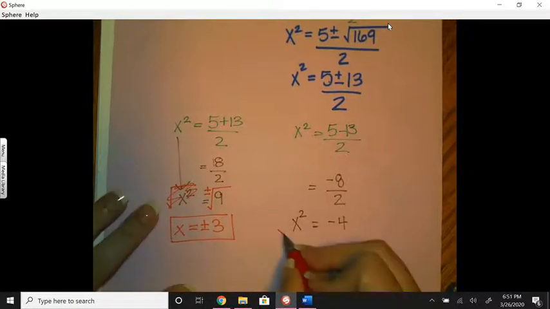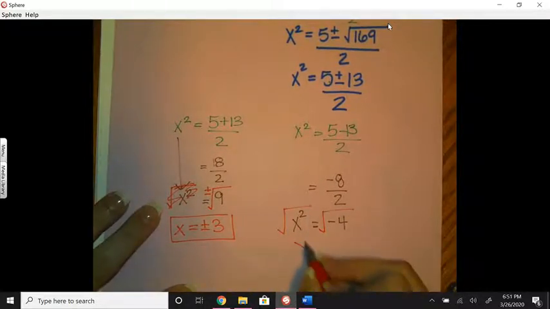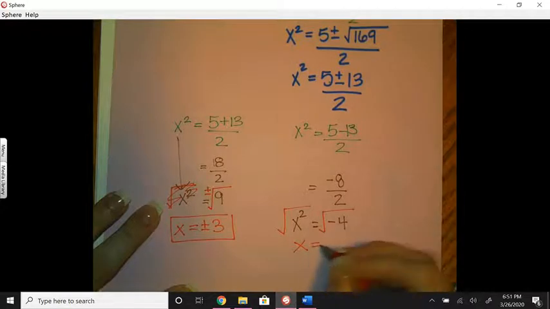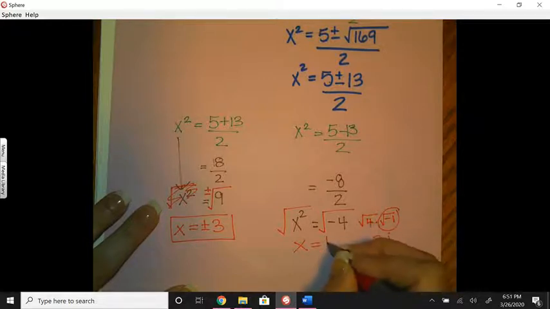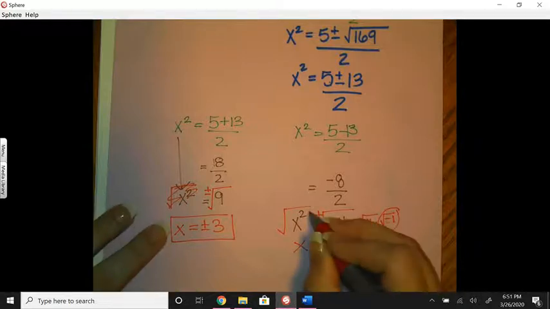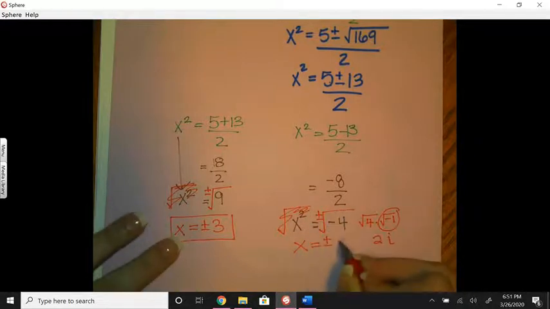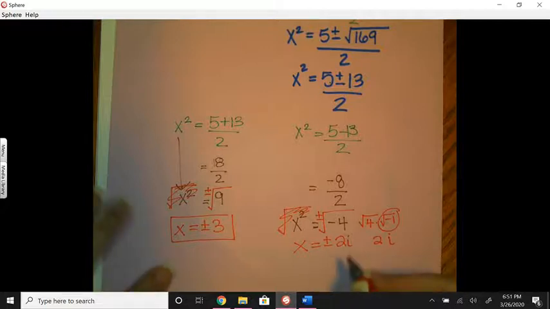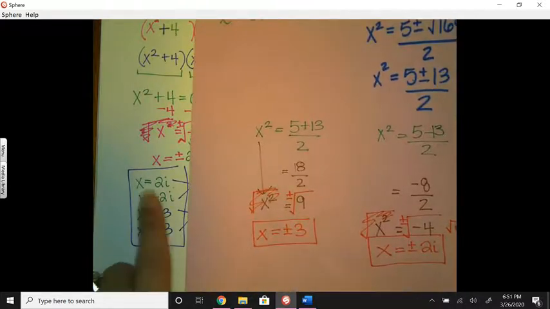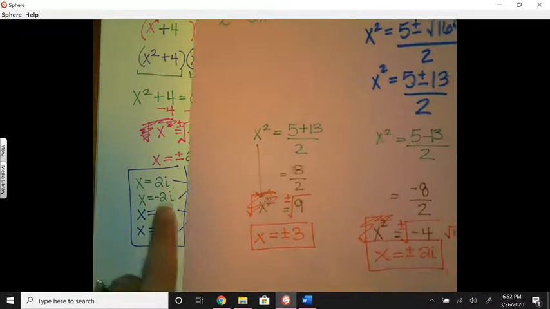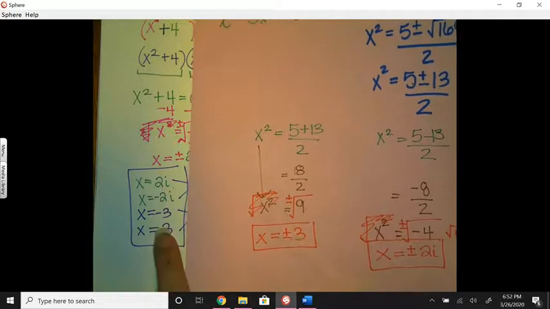And then here, when we square root both sides, we would get the square root of 4 times the square root of negative 1, right? And then we would substitute i in here. The square root of 4 is 2. So we would get plus or minus, because we always put a plus or minus when we put a radical in, and then 2i. We learned that last chapter. So if we look here, we get the same solutions. We get positive 2i, negative 2i, 3, and negative 3.